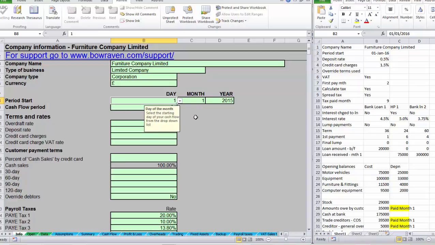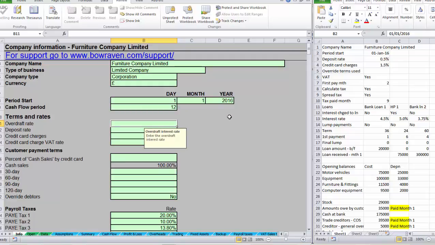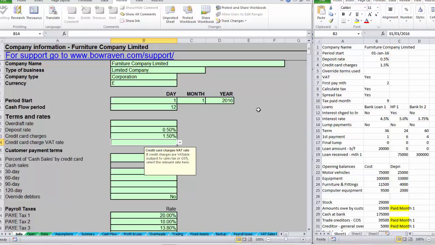I'm going to assume that this period started on the 1st of January 2016, and I'm going to only do this for 12 months just to demonstrate the software, but of course equally you could have changed that to whatever period up to the maximum of 7 years. Overdraft rate, well, I'm not going to have an overdraft, but over here I've got a deposit rate, so I'm going to put in 0.005, that's 0.5%, and because the company takes credit card charges, I'm going to put in 0.015. So any credit card entries we put in, it will automatically calculate the credit card charges for that. There's no VAT on credit card charges.